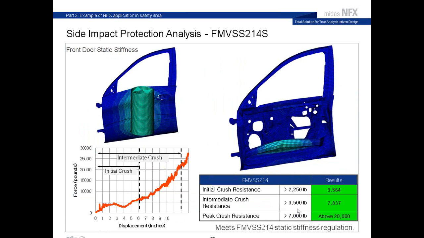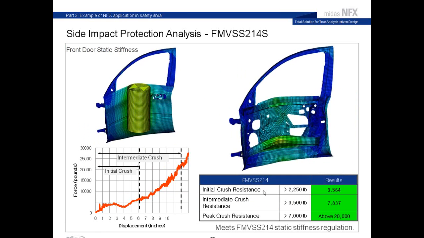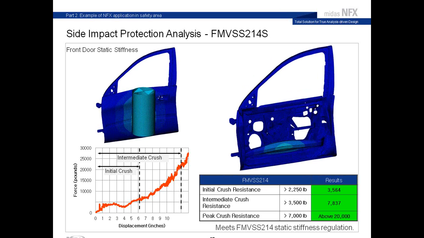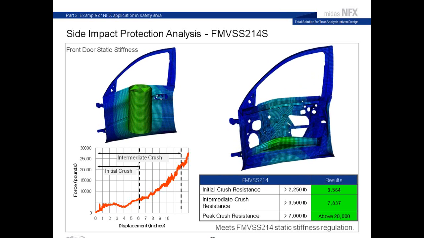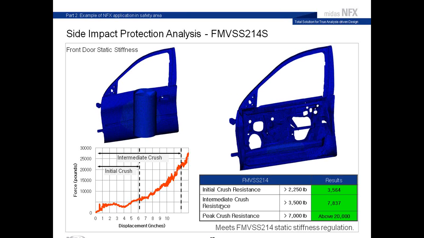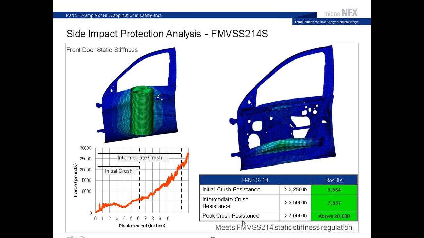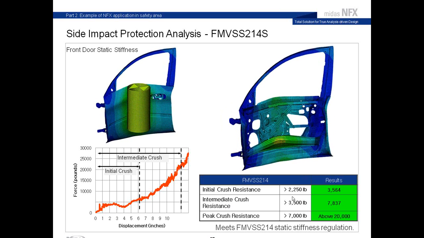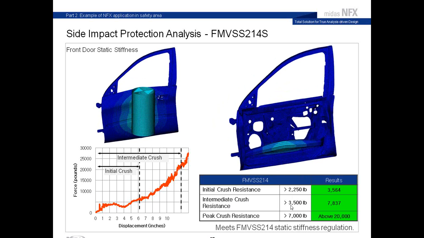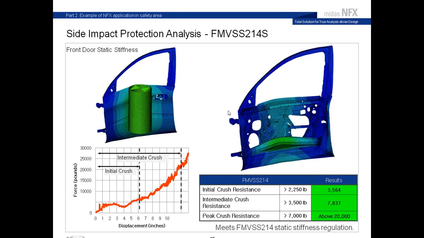And this is the result. In order to fit the regulation, the initial crush resistance should be superior to this value, and the same for the intermediate crush and the peak crush resistance. In this case it fitted all 3, so it means that our door was correctly designed.